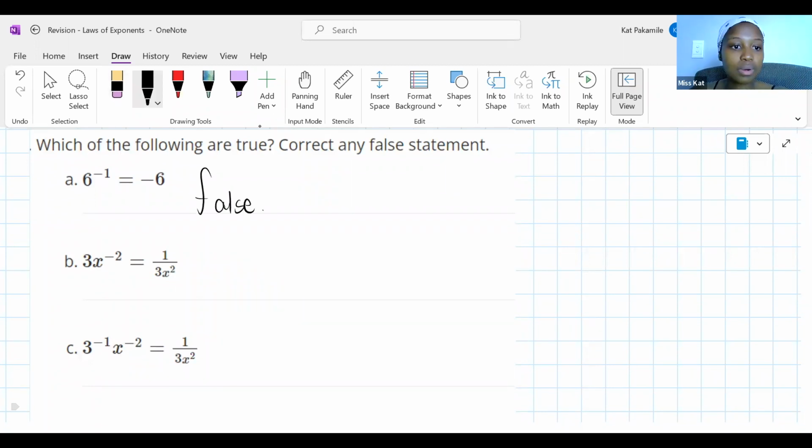Okay, so what would the correct answer be for 6 to the power of -1? Remind me. Oh, Amahle has given us an answer.